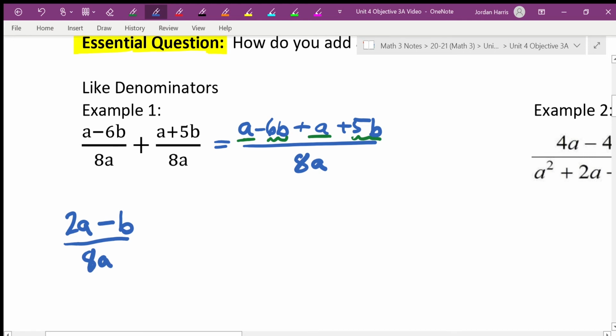And then we simplify if we can, but remember, pluses and minuses are like glue. These are stuck together. I can't simplify the 2a and the 8a because the 2a is glued to the b with this minus sign. Since I can't factor, that is my answer.